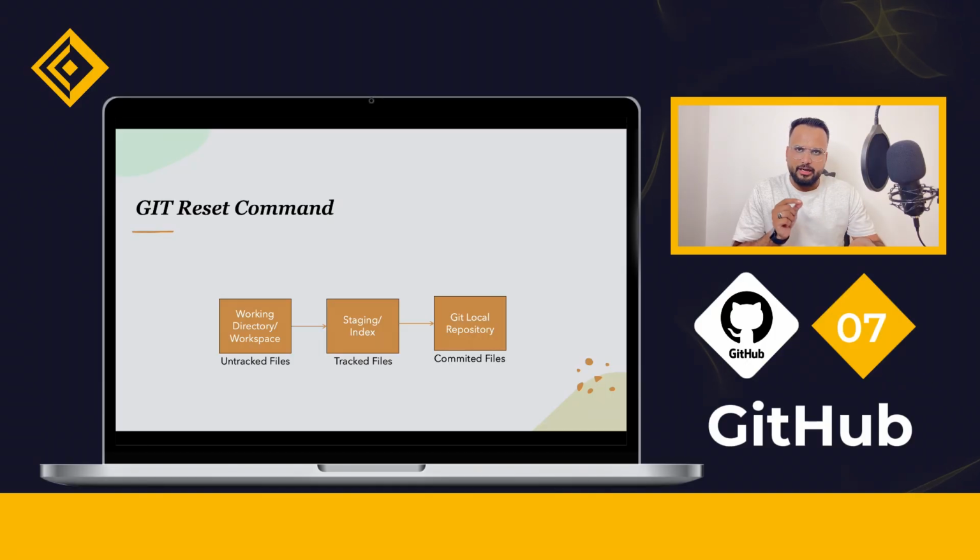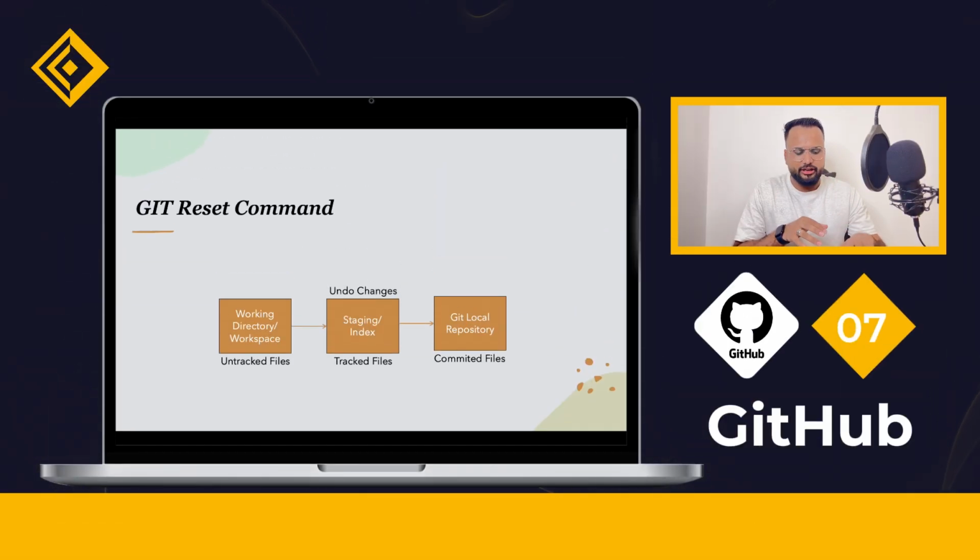The reset command works in two different phases. One of them is the staging area, if you want to undo any kind of changes. For example, you had pushed some file into your staging area and you want to remove it. Let's say it's just the opposite of the add command. You had run git add and you want to reverse it. So you can use the git reset command for the staging area.